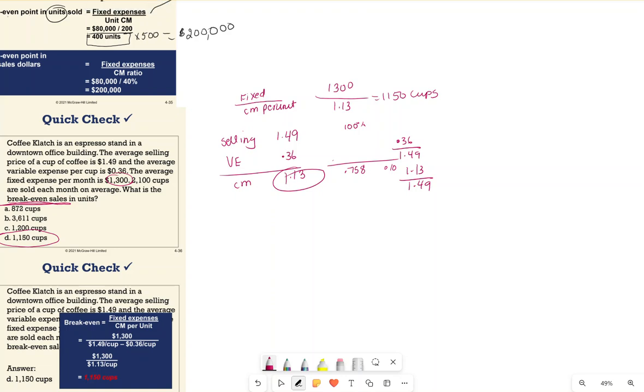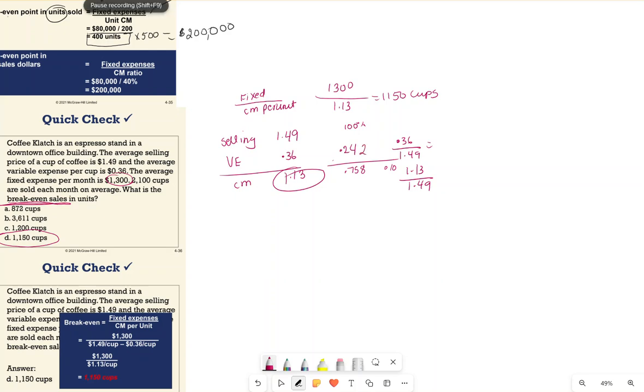So then when you do the other one, I'm trying to find the formula, but I'm unable to do it in my head. I'm looking for my calculator. So 0.36 divided by 1.49 gives you 0.242. So that will equal 100%.